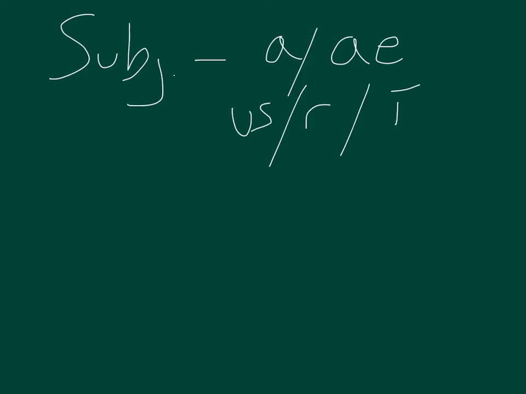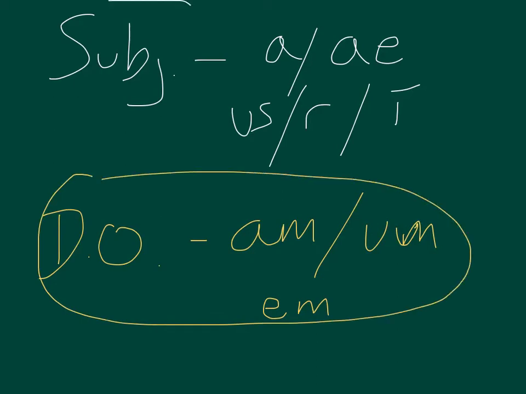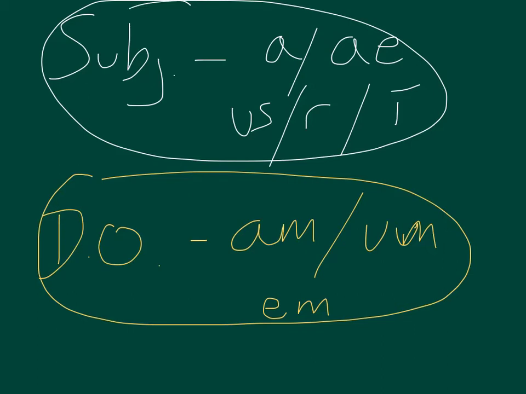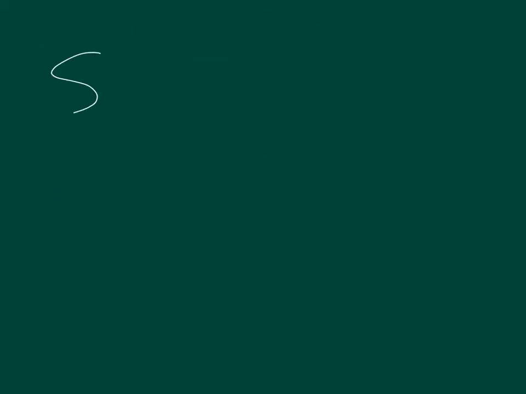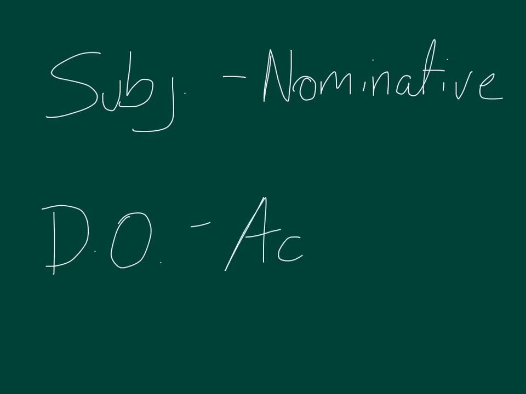And then when it becomes the direct object, its endings all of a sudden change. It might end in an AM or a UM, and we see examples even in chapter 4 of it ending in an EM. So that's when it becomes a direct object, and this is known as a separate case. Direct objects are one case, subjects are another case, and those cases have technical names. We call the subject case the nominative, and we call the direct object case the accusative.